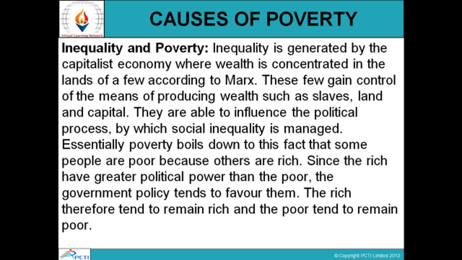Inequality is generated by the capitalist economy, where wealth is concentrated in the hands of a few. According to Marx, these few gain control of the means of producing wealth, such as slaves, land and capital. They are able to influence the political process by which social inequality is managed. Essentially, poverty boils down to the fact that some people are poor because others are rich. Since the rich have greater political power than the poor, government policy tends to favor them. The rich therefore tend to remain rich and the poor tend to remain poor.